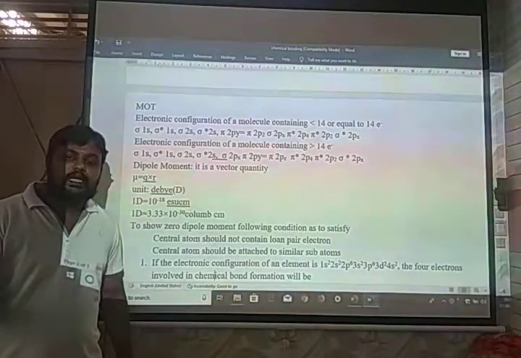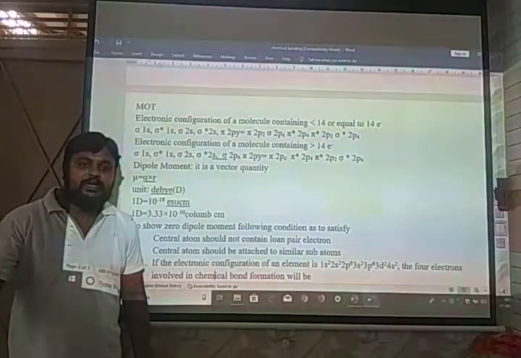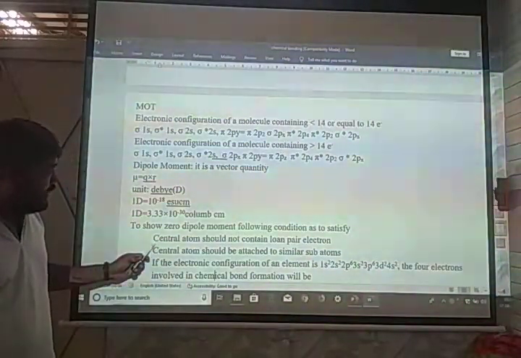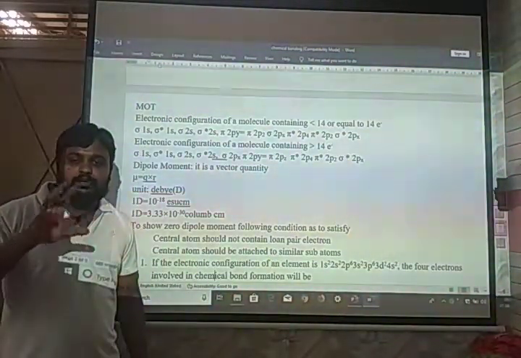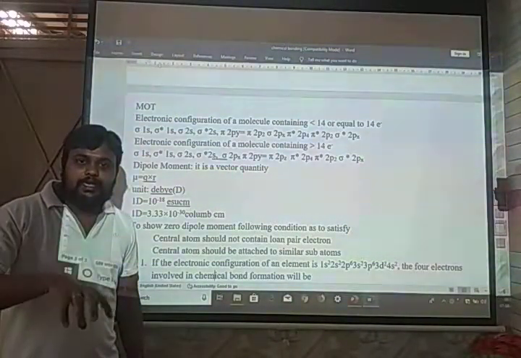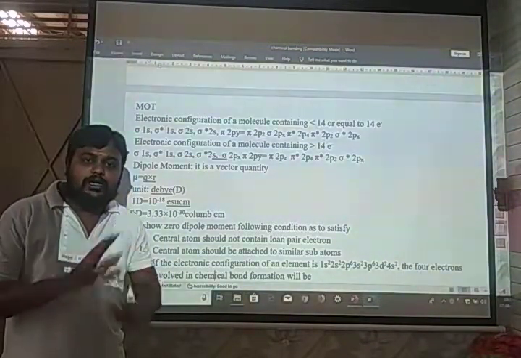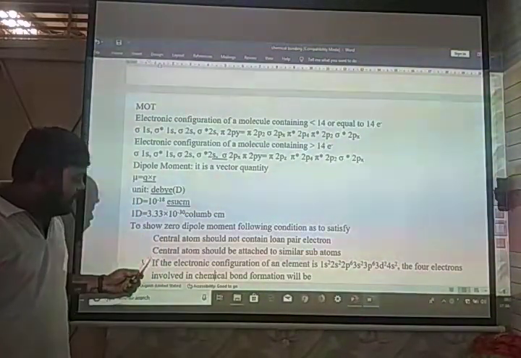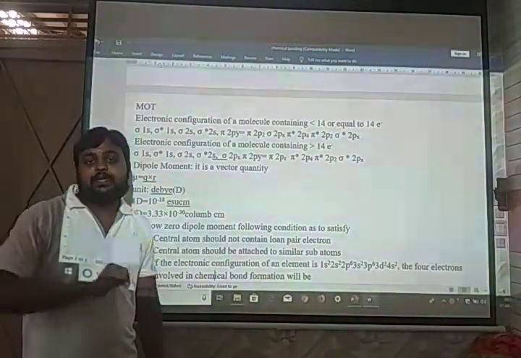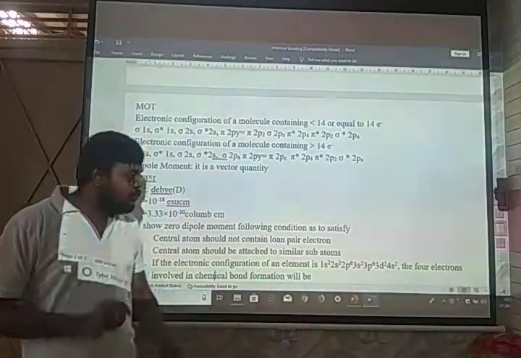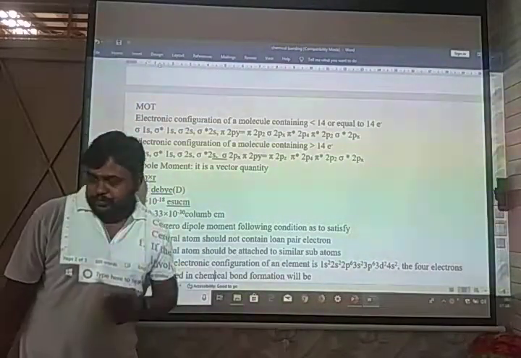So next, to show zero dipole moment, the following conditions have to be satisfied. If you want to consider any molecule as zero dipole, it has to obey two conditions here. The first condition here is the central atom should not contain lone pair electrons. If you take a molecule, an element or an atom that can form more number of bonds is called the central atom, and this central atom should not contain any lone pair electrons. Similarly, the central atom should be attached to similar surrounding atoms. So if these two conditions are satisfied, then a molecule can be considered as a zero dipole.